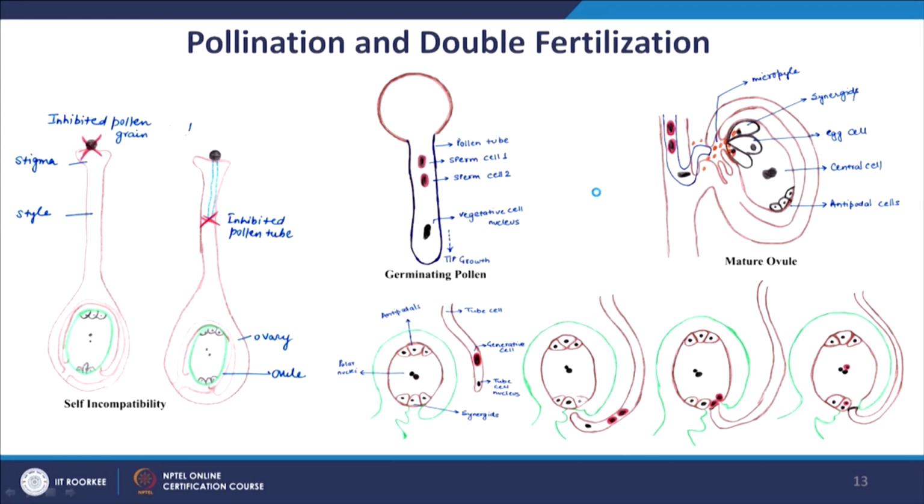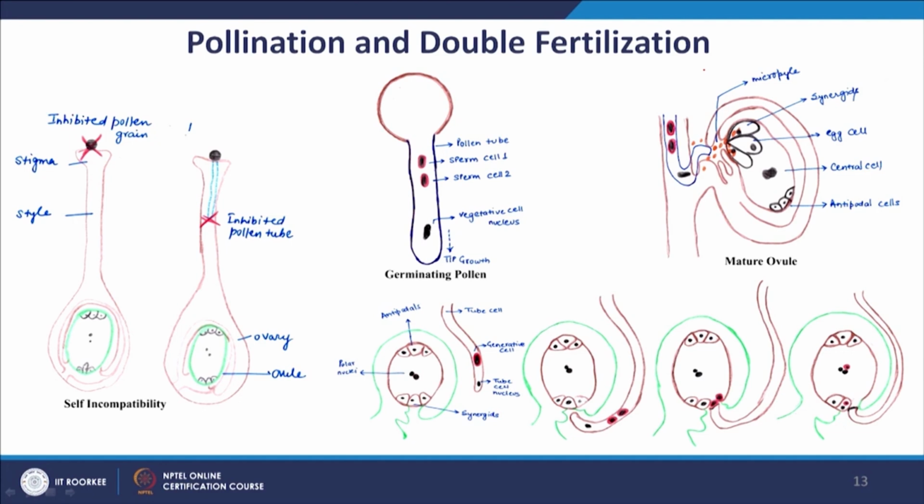Once the pollens are ready, this is a typical germinating mature pollen which has 2 sperm cells and 1 vegetative cell nucleus, and this is a mature ovule. In the ovule you can clearly see the antipodal cells, synergids, egg cell and polar nuclei. Pollination is a process through which the pollen grains get attached to the stigma of the carpel and then germinate, but it is not always the case. All pollens cannot pollinate with any kind of carpel. There is some self-incompatibility issue.